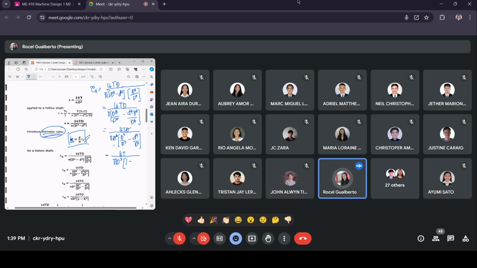That would be our diameter ratio, d over D. So this is equivalent to k, and then both are raised to the 4th, so that would be k to the 4th. This is the simplified form, 16T over pi D cube times quantity 1 minus k to the 4th. Now, let us separate this 1 minus k to the 4th to this 1.